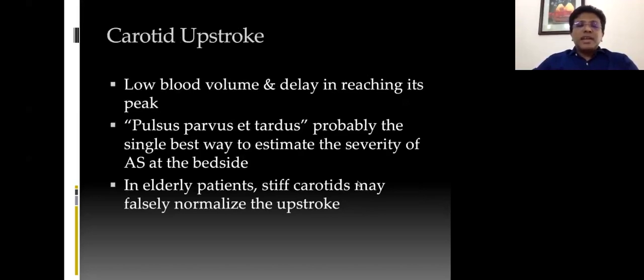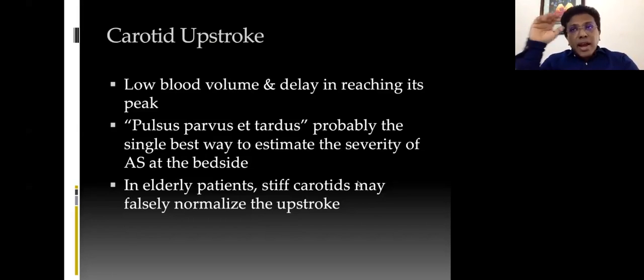I think these things I said, the pulsus parvus et tardus is the characteristic way of assessing aortic stenosis at bedside. But there are important caveats to this. The two important caveats you should know are, one, in children, even though you have severe aortic stenosis, sometimes the pulse can be normal. That is because the left ventricle is so good, that means its contraction is very good. It is able to overcome the obstruction and the pulse volume still remains normal.